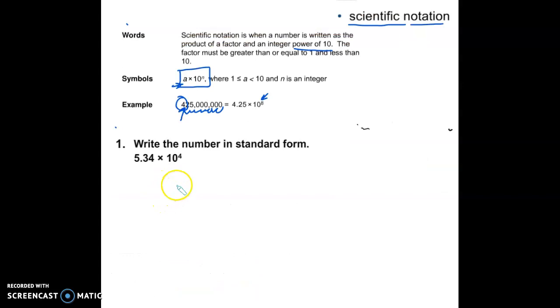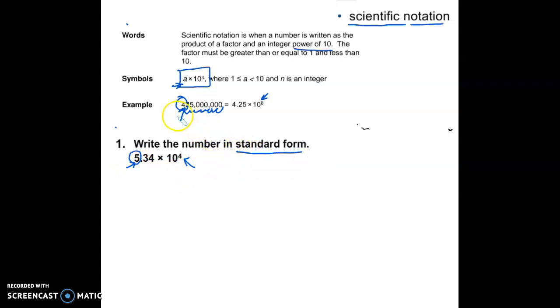Now let's look into some examples to understand these questions better: how to write in standard form. This question is given in scientific notation. How do I know? I see a 10 to the 4th exponent, and the decimal number is 5.34. The 5 is between 1 and 10, so this is scientific notation. Now we need to write it in standard form.